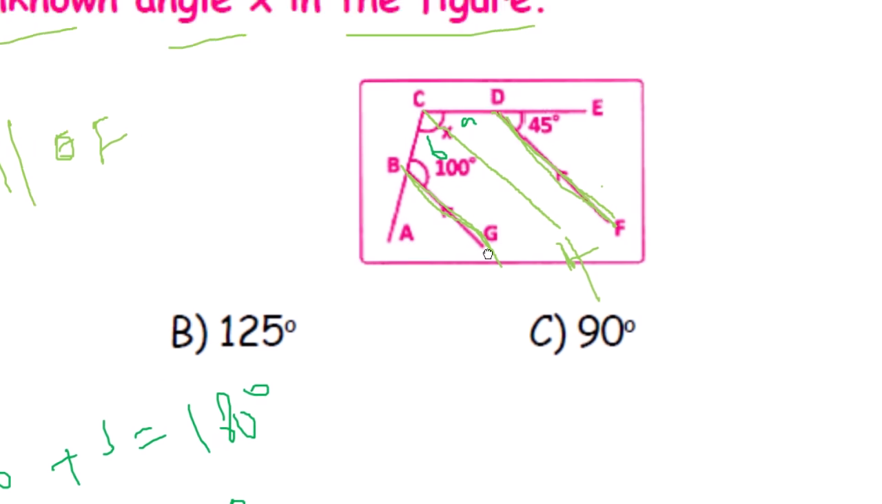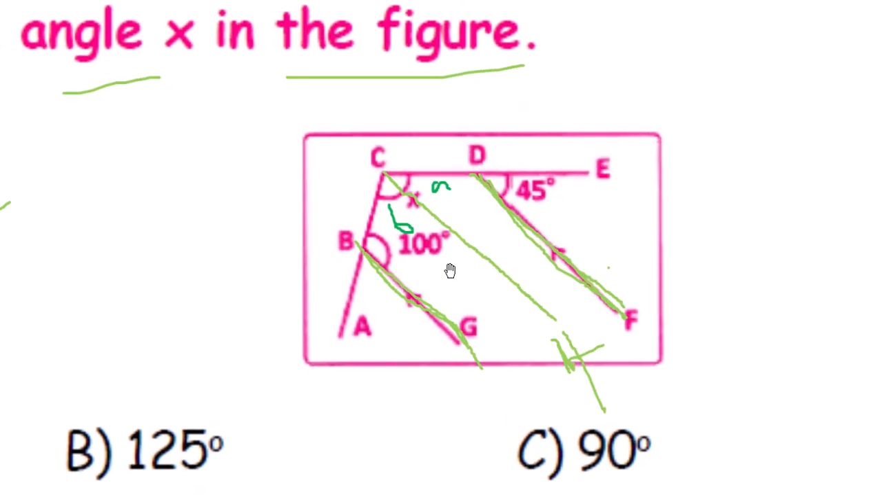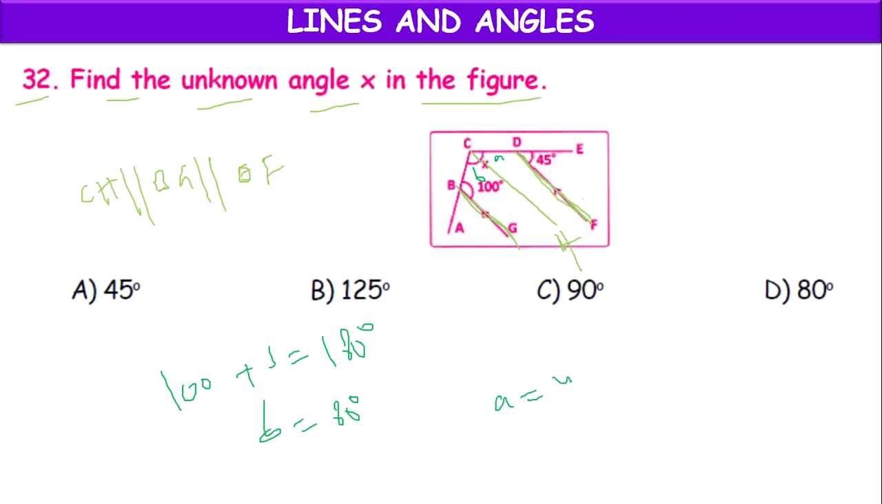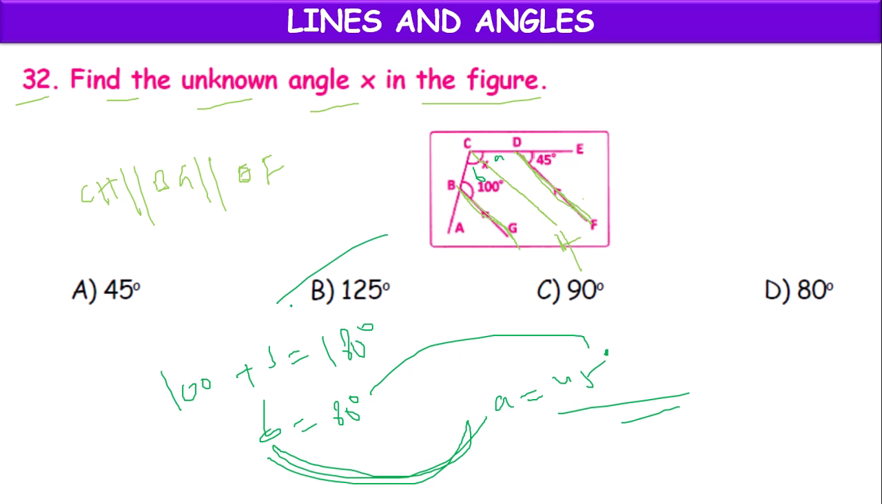In the same way, this angle A and this 45, because CH and DE are parallel lines and CE is the transversal, this angle A and angle 45, they will make corresponding angles pair which are equal. So A value equal to 45 degrees. Now we have to find X value, which is a sum of A and B, which is a sum of 80 and 45, which is equal to 125 degrees. So option B is correct.